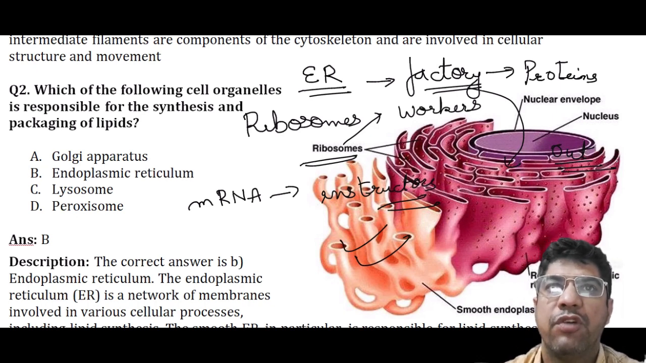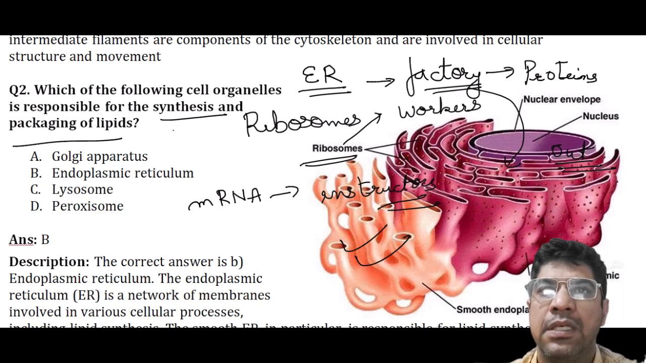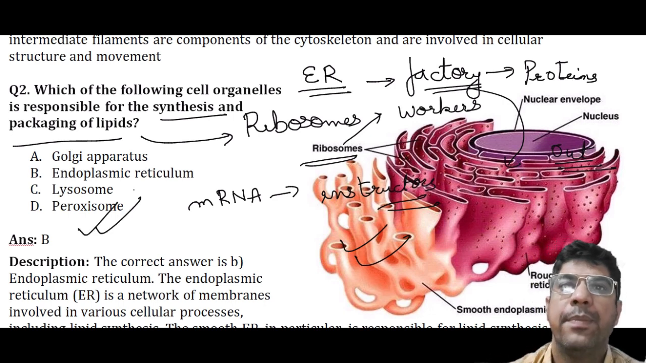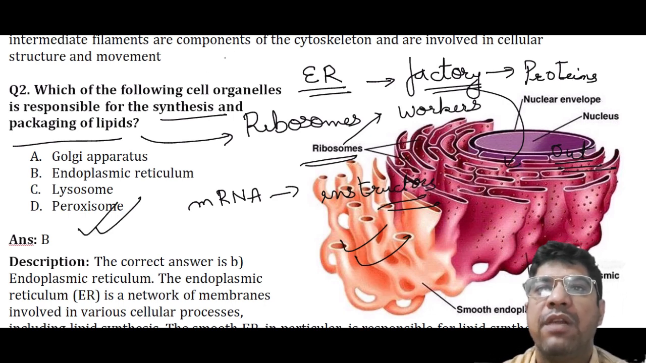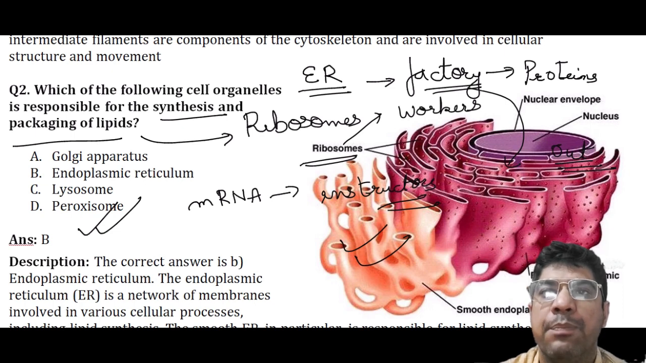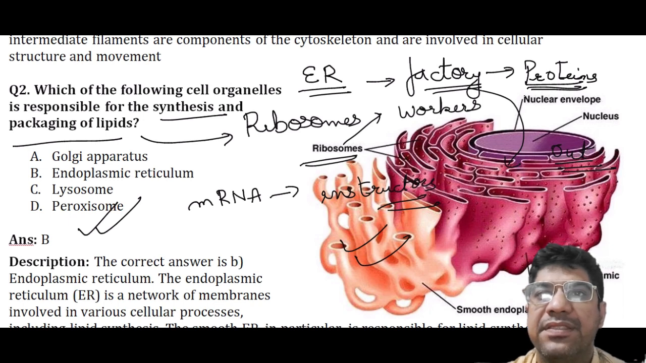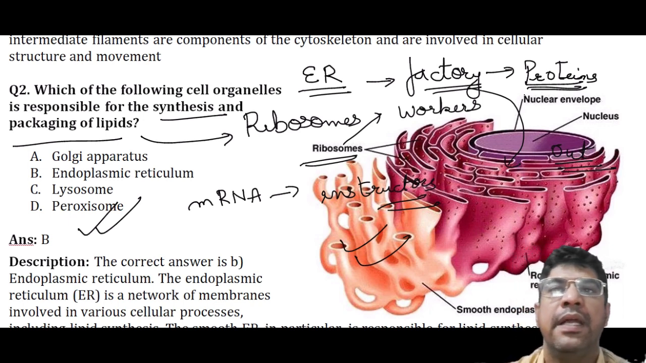body. So which of the following is responsible for synthesis and packaging of lipids? It's the endoplasmic reticulum. Remember, the Golgi apparatus is responsible for modifying and packaging proteins and lipids, whereas the endoplasmic reticulum is involved in protein synthesis and lipid synthesis. The lysosomes are responsible for intracellular digestion, and peroxisomes play a role in lipid metabolism.